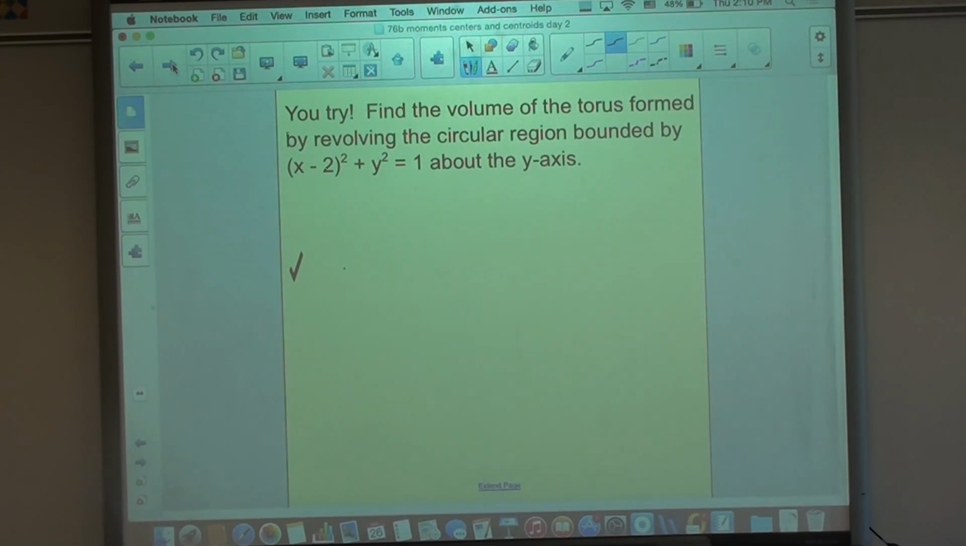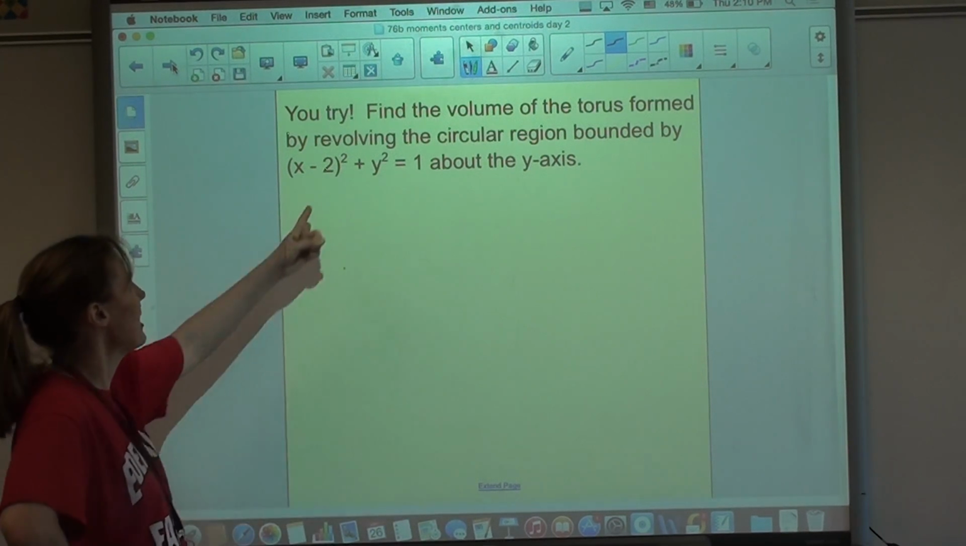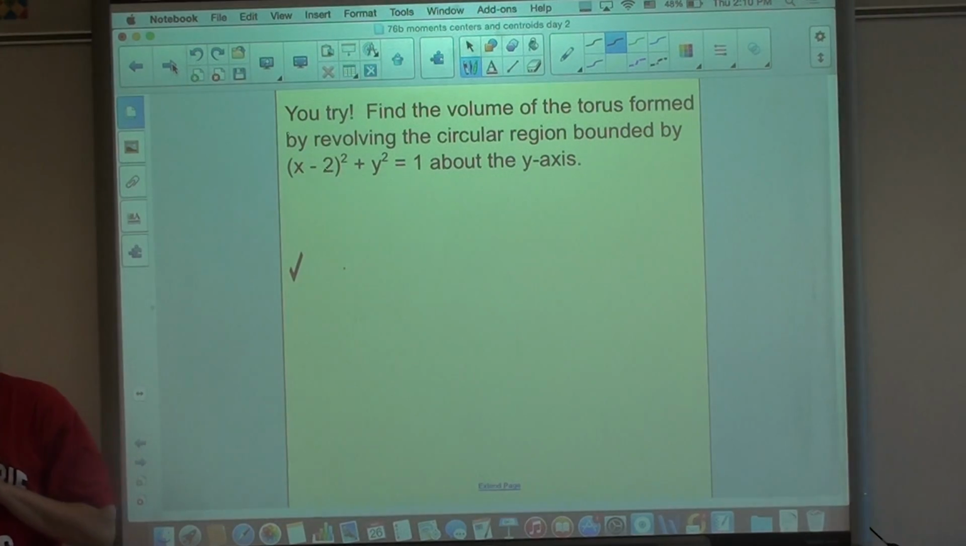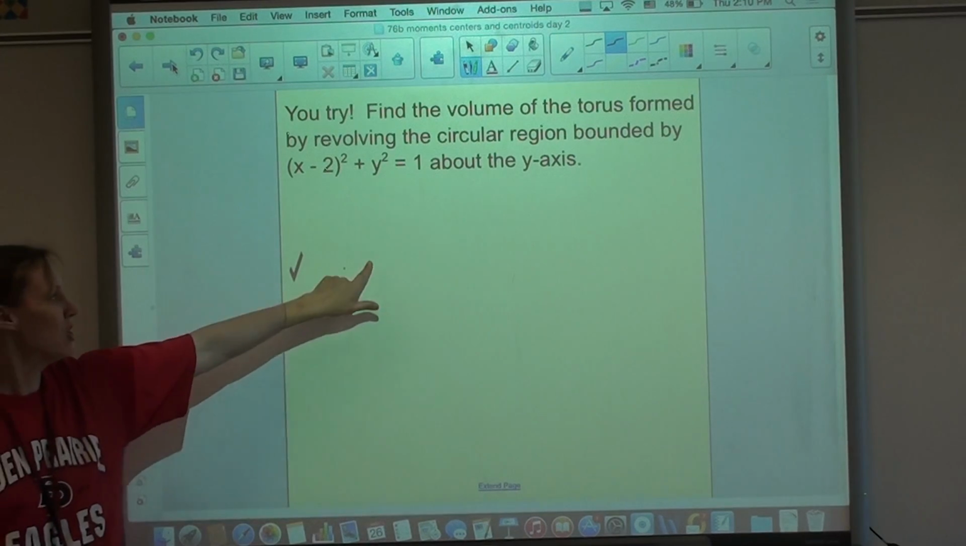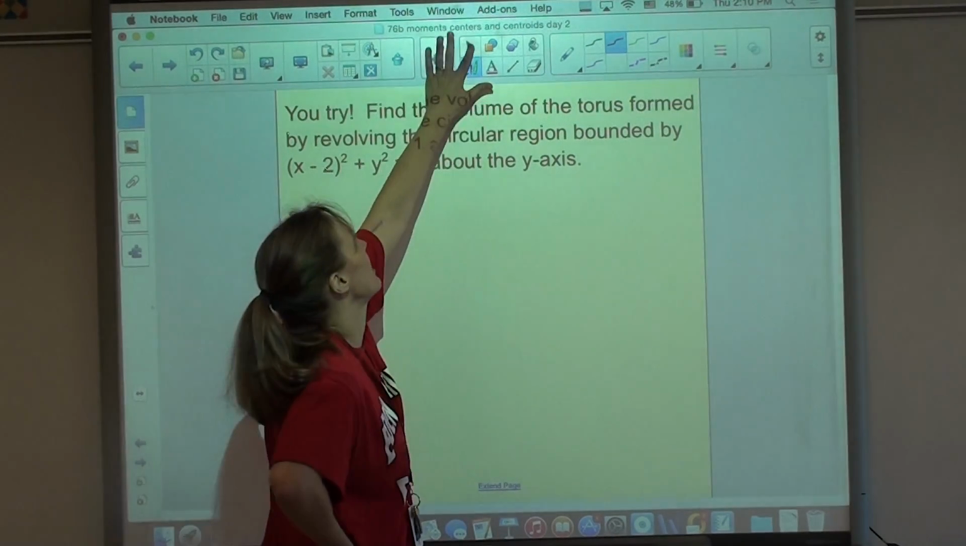Alright, is everyone done? Alright, let's see if you got it. What is the center of this circle? 2, 0. Would that be the same as the centroid? Yes, it would. Okay, what is the distance from that center to the y-axis? It's 2. Yes, you've got little r, right? What is the area of the circle? It's pi. That was very anticlimactic.